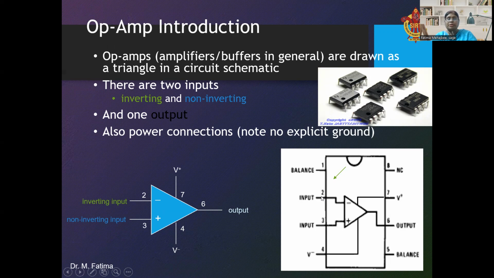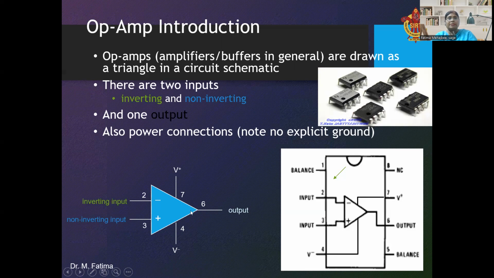Pin number 2 is input, and pin number 3 is also input. Pin number 2 is called the inverting input, and pin number 3 is called the non-inverting input. The negative power supply is connected to pin number 4, denoted by V minus. From pin number 6, the output is taken. On pin number 7, the positive power supply is connected, denoted by V plus, and pin number 8 is not connected.